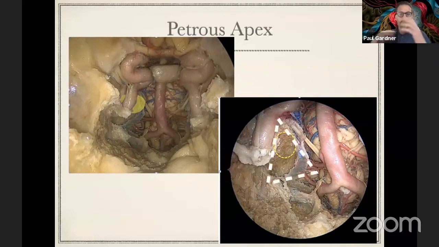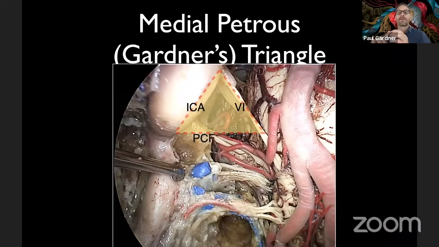Like with open approaches, there is a triangle that we can use to access the petrous bone and the petrous apex here. The boundaries of this triangle are the sixth nerve, anteriorly the paraclival carotid artery, and inferiorly the petroclival synchondrosis or fissure. And working in this area can give us really very wide access. Many tumors grow and expand this triangle to give us access into the petrous bone.